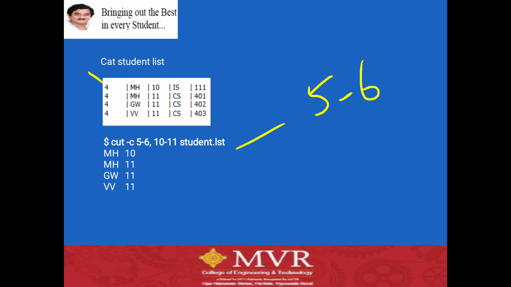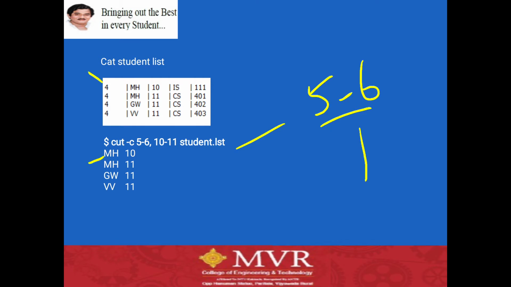So 4 is the first character, the first space is the second character, the third character is again a space, and the fourth character is a vertical symbol. This is the fourth character in the first row. Then we are specifying to cut 5 to 6. So what is 5? Nothing but M. What is 6? Nothing but H. So MH will be displayed.